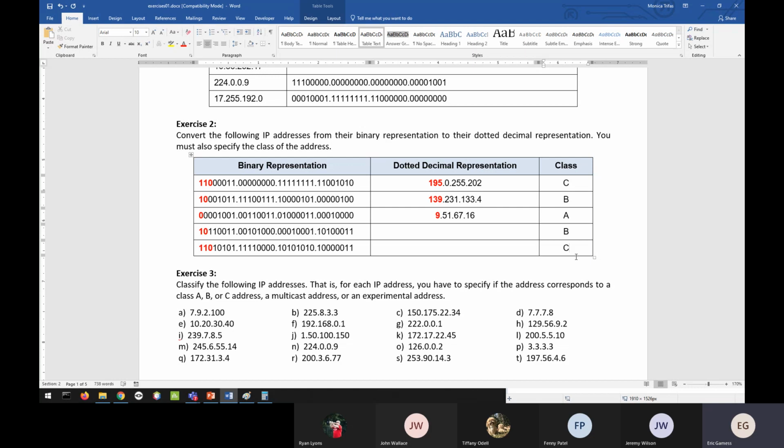So you see, if I have it in binary, I don't even need to put it in dotted decimal notation. I just look at the first bit of the first byte, and I can determine the class. Okay?